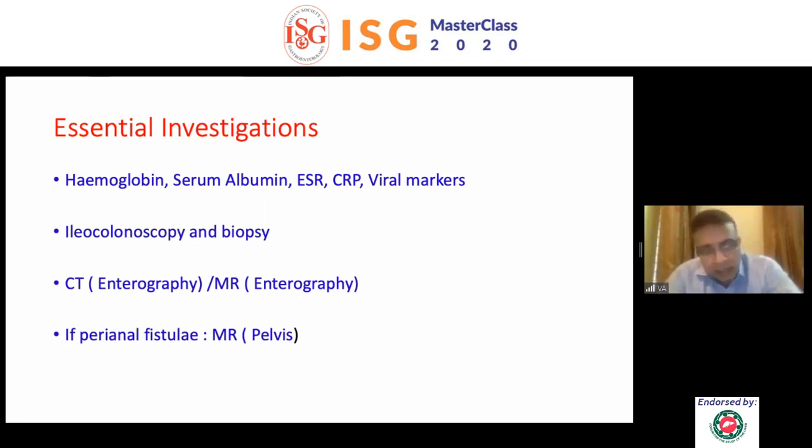Whether the patient has small intestinal symptoms or no small intestinal symptoms, you would like to do a cross-sectional imaging, and that has to be in the form of either CT enterography or MR enterography. That would depend. Generally, MR is preferred because the risk of radiation is much less, and such patients require repeated evaluations, as it's a chronic relentless disease. If perianal fistula is there, then you may do an MR pelvis.